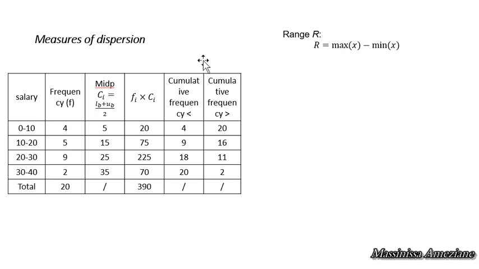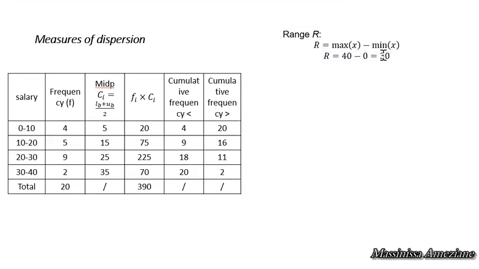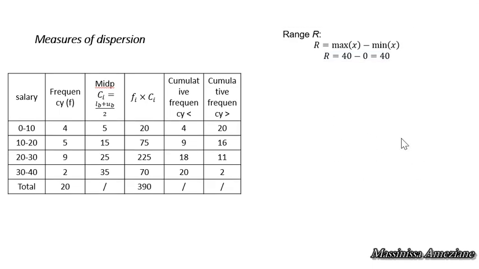This is our dataset. Let's find the range here. As I said, it is the quick measure. So R equals max minus min. Therefore R here is 40, which is the maximum value, as you can see here, minus 0, I'm sorry, the minimum value. We got 40. So this is the range, max minus min, we get 40.